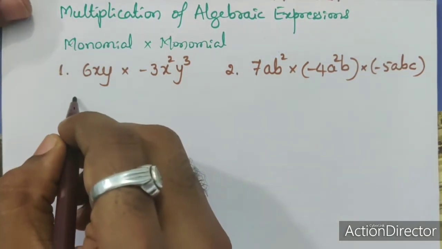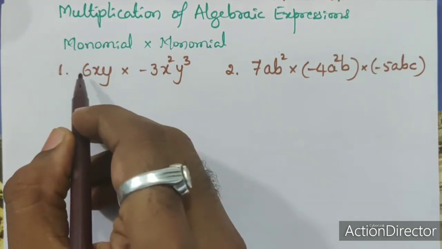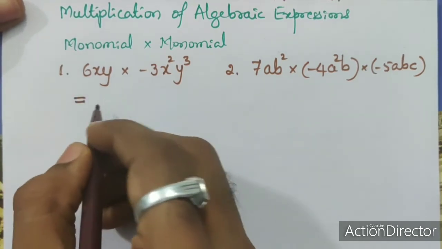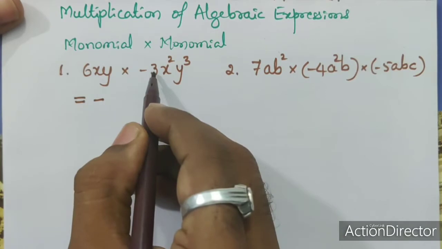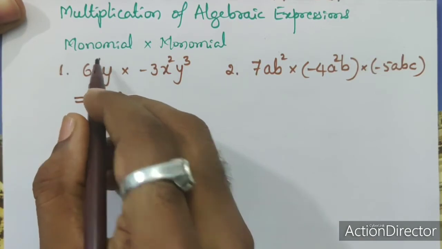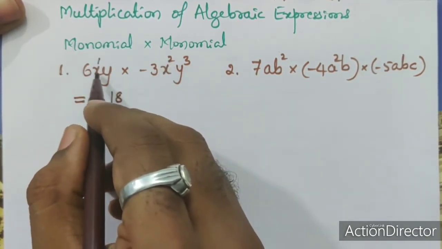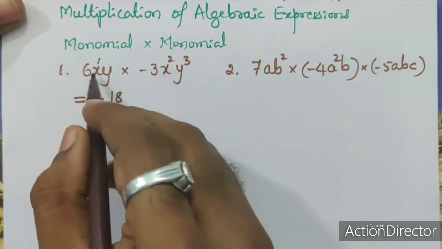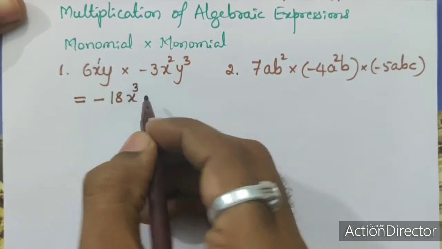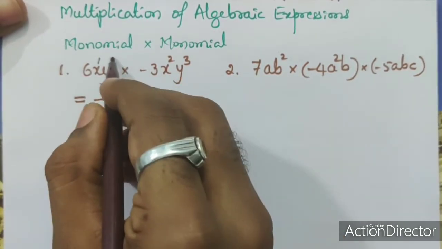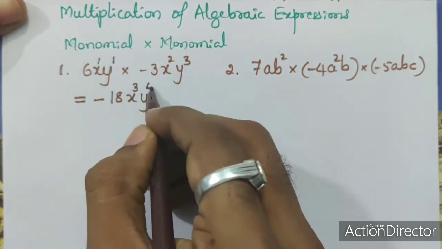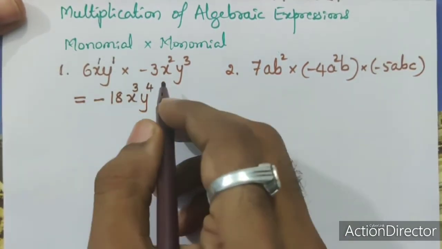Before we start multiplying, there is an order to follow. Every term, when you start writing it, will start with a sign. So plus into minus is minus, then number into number, 6 into 3, 18. Afterwards the first variable, x and x. Here x power is 1, here x power is 2. When we are multiplying two numbers having the same base, we keep the same base and add the powers. 1 plus 2, 3. The next, y and y cube, which means y raised to 1 and y raised to 3. We keep y the same and add the power, 1 plus 3, 4. That's the multiplication of monomial into monomial.